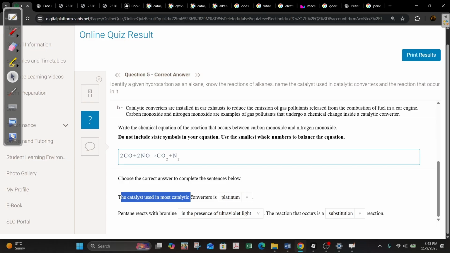For catalysts used in catalytic converters, the most used is platinum, but then there's also palladium and rhodium. So there's platinum, palladium, rhodium, but platinum is the one that is most used.